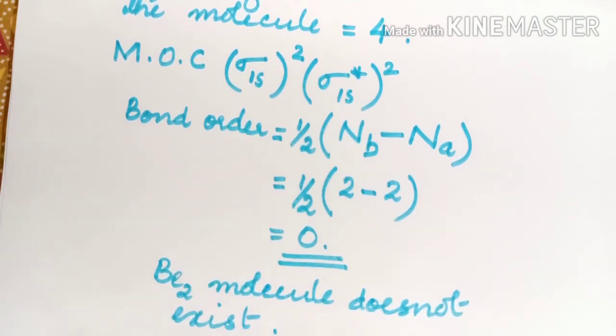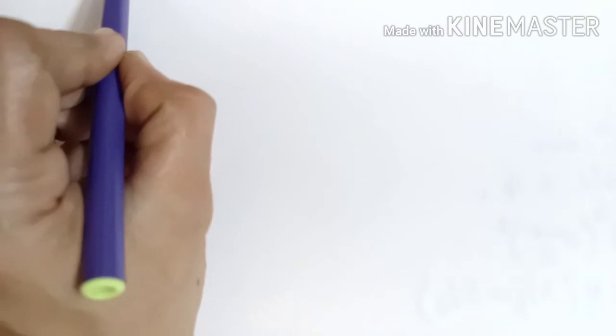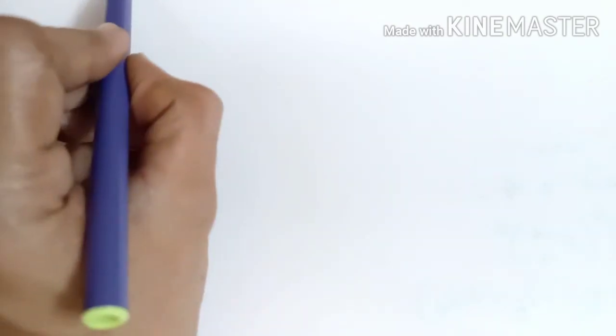Hope you have understood. Now, let us check the case of carbon, whether carbon will form the molecule. Carbon, we write it as the C2 molecule.